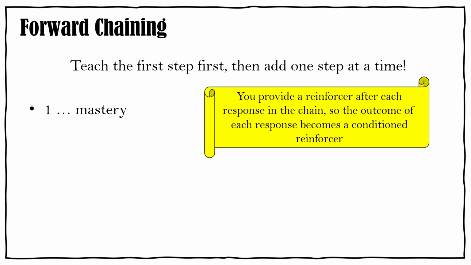You'll provide a reinforcer. A lot of times the reinforcers for forward chaining are contrived because they're not doing the last step independently, so they really don't get that natural reinforcer.